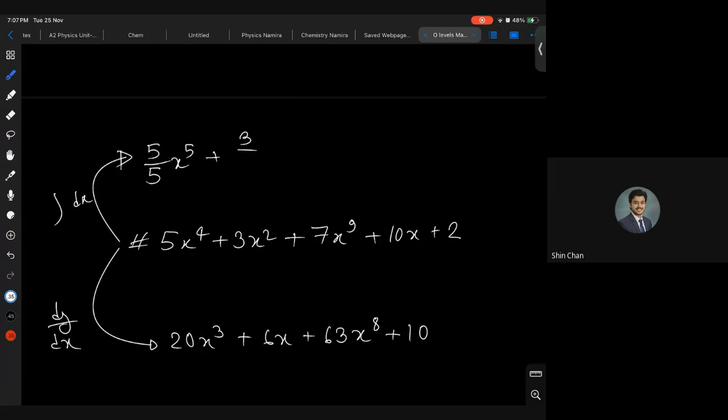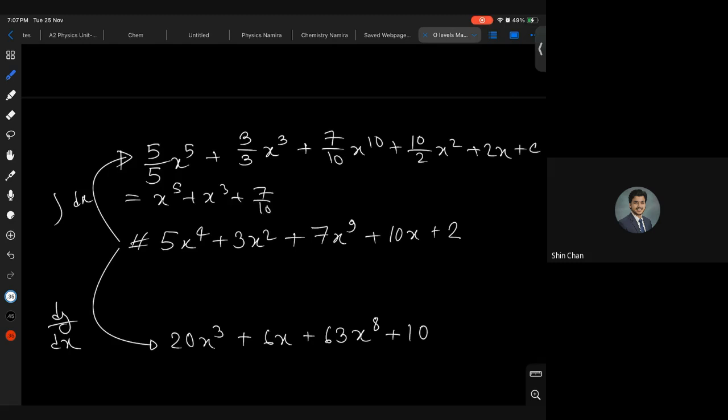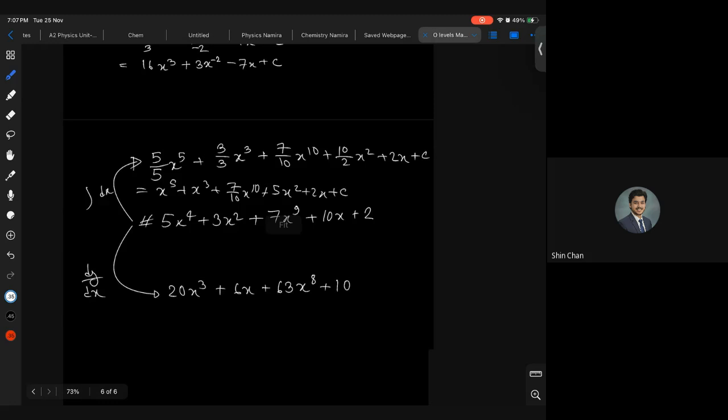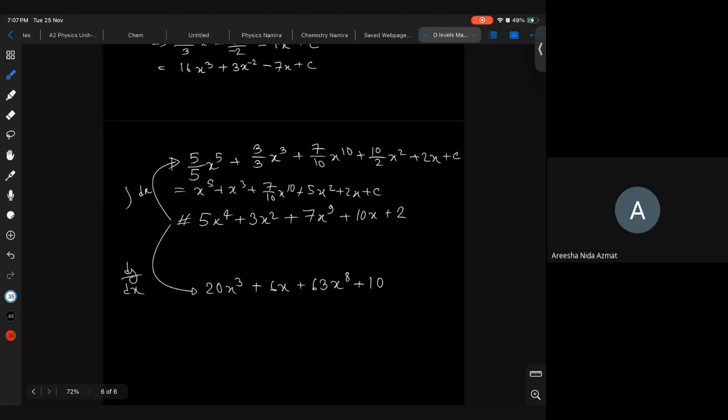plus 3 by 3, x to the power 3, plus 7 by 10, x to the power 10, plus 10 by 2, x square, plus 2x plus c. And this will give us x to the power 5 plus x to the power 3 plus 7 by 10 x to the power 10 plus 5x square plus 2x plus c. Did you get it? Yes, sir. Is there any problem? No, sir. It is clear as glass.